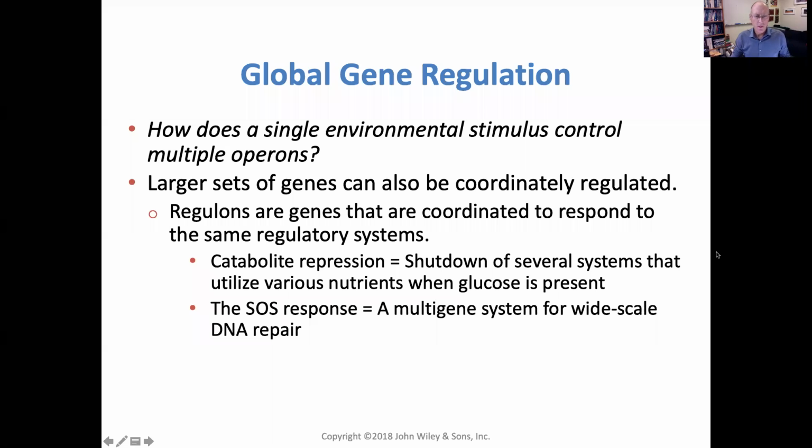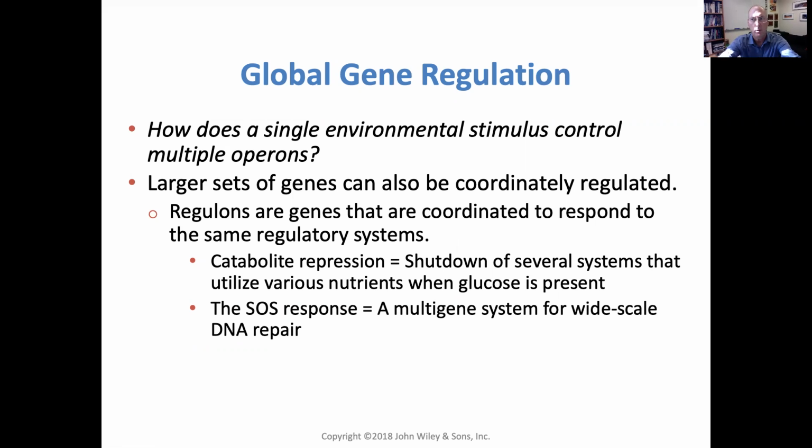Okay, we've been talking about essentially regulatory systems that, not really even systems, regulation of single promoters, when we talked about the lac repressor and the trp repressor. It turns out the trp repressor actually does have multiple targets. The lac repressor really only has the lac operator.